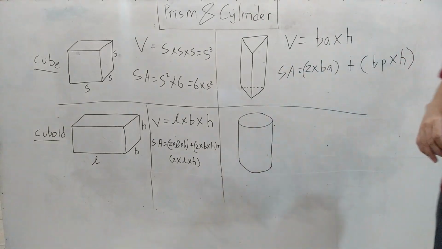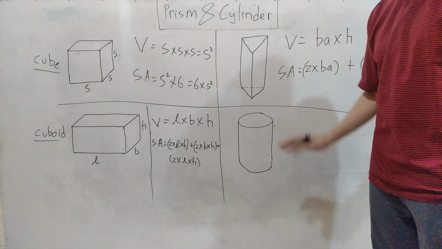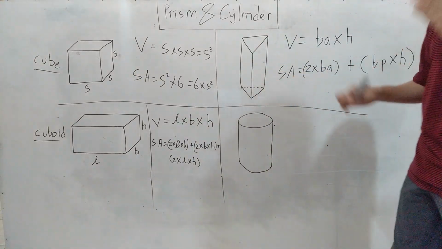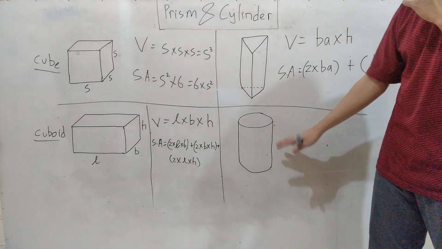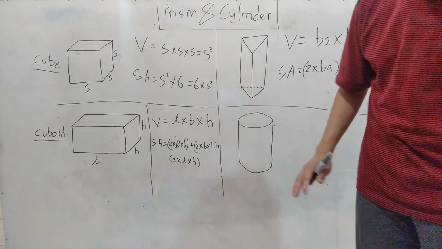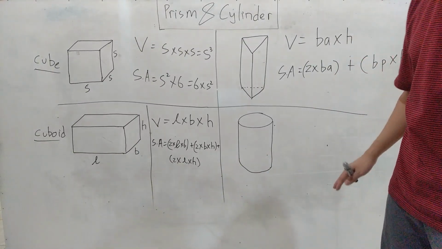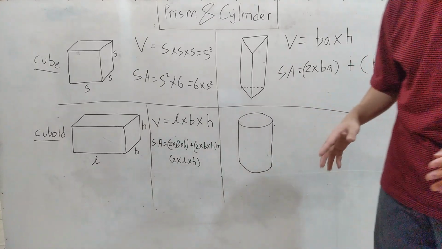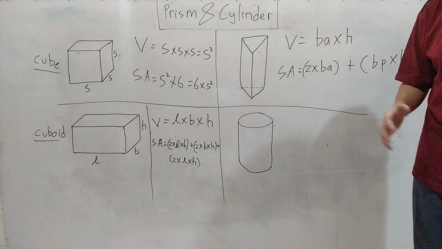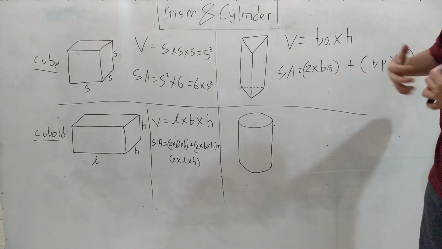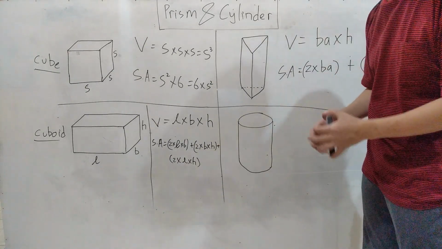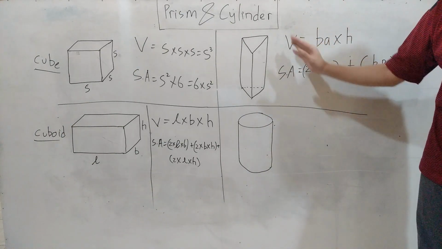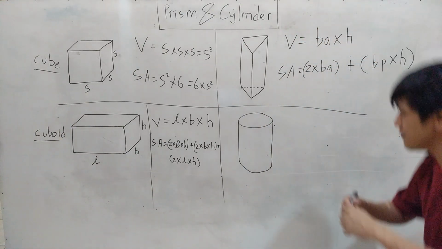How about cylinder? If you see, a cylinder is actually almost the same as a prism. That's why it has 2 circles, right? At the top and at the bottom. However, we cannot call this cylinder a prism because a prism needs a polygon as a base. While in a cylinder, the base is not a polygon but a circle. We cannot count a circle as a polygon because a circle has no sides, or the sides are infinite, right? But since it has almost the same characteristics as a prism, we can conclude that it has the same formula for the volume and for the surface area.